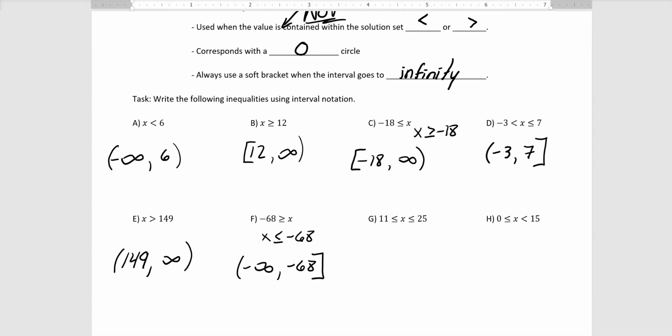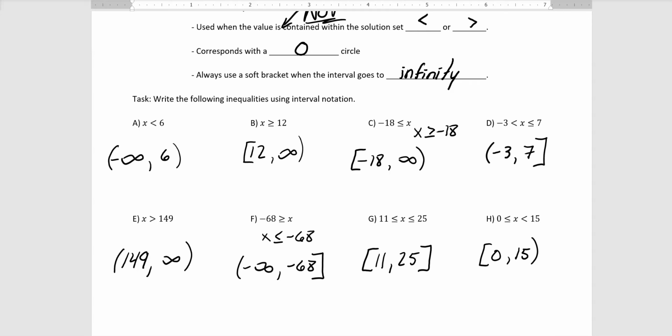Speaking of hard, okay. So 11 is less than or equal to x is less than or equal to 25. Straightforward here. Hard brackets all around. 11 is the lowest it can be. 25 is the highest it can be. All right. 0 is less than or equal to x is less than 15. So I'd have hard bracket 0, comma 15, soft bracket.